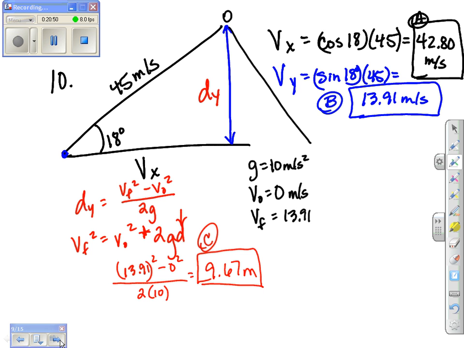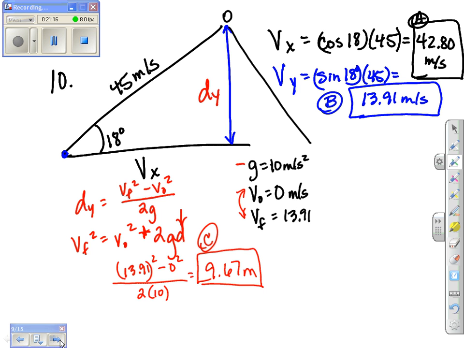And it could have been that you switched these two and made this a negative number. That would have worked too. Whichever way floats your boat, it will work. But you just have to make sure that you make them correspond: if you use a negative 10, then your beginning speed is your 13.91. If you use a positive 10, your beginning speed or beginning velocity is 0.